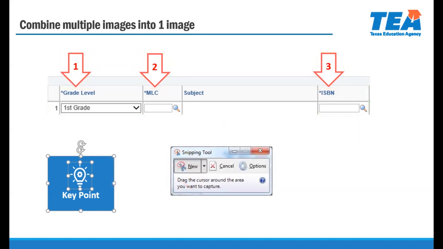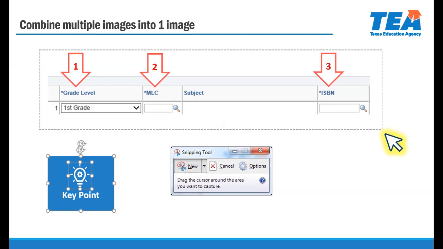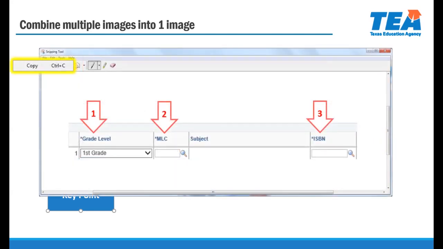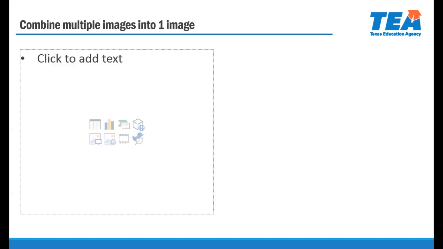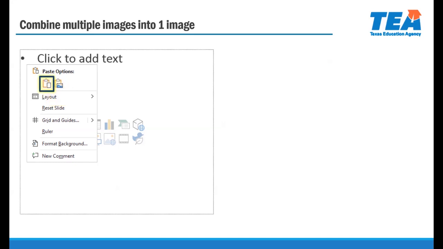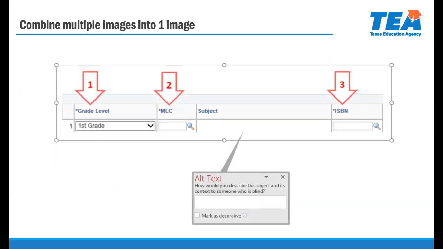A better option would be to use a snipping tool to make one true image. This method will provide the same visual on the slide and assist screen readers understanding one image instead of multiple images. Paste the image from the snipping tool in the placeholder and add the alt text or mark it decorative if the information the image is conveying is already on the slide.